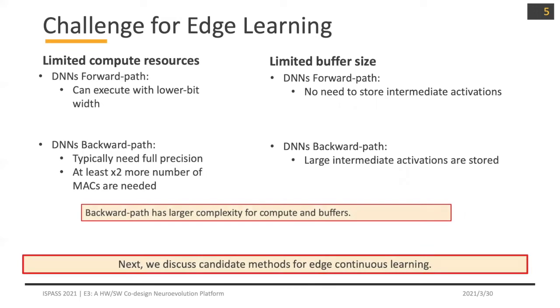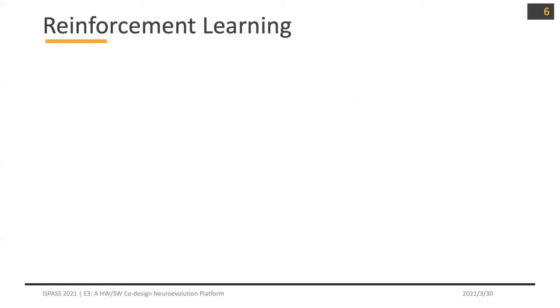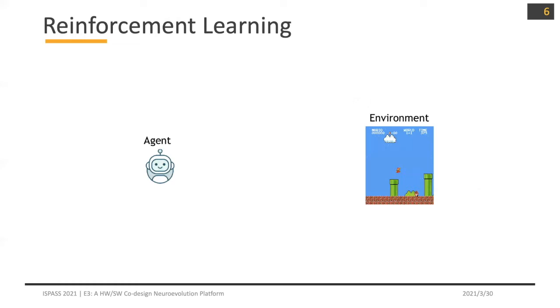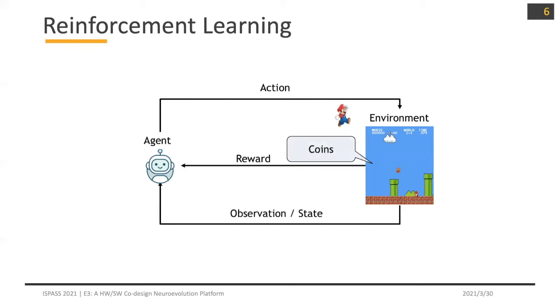Next, we discuss some candidate methods for edge continuous learning. First, reinforcement learning. Reinforcement learning has an agent and an environment. The agent takes an action in the environment, gathers the reward, observes the environment, and makes the next action. The iteration goes on until the environment terminates, and then the agent updates itself.